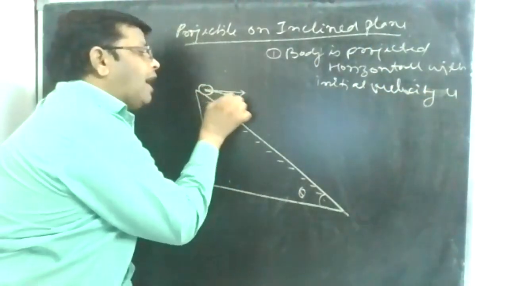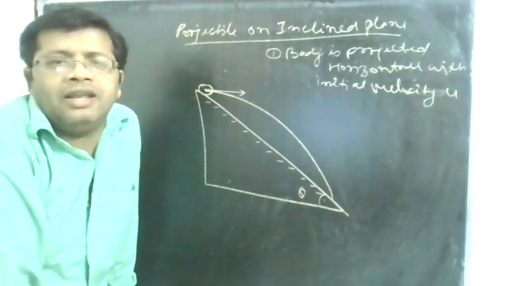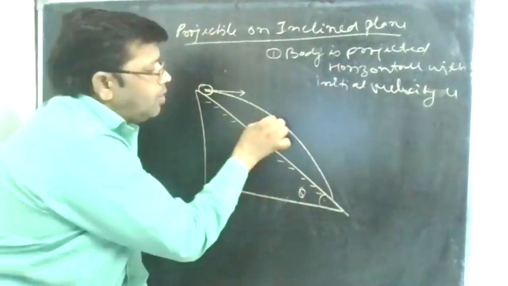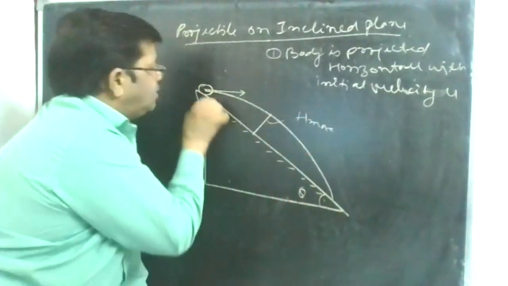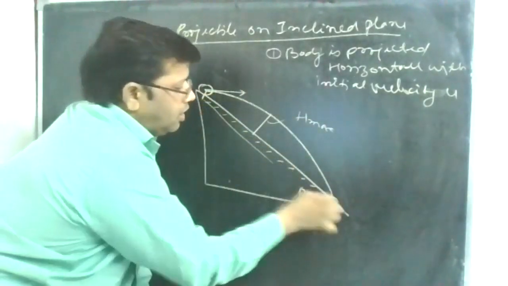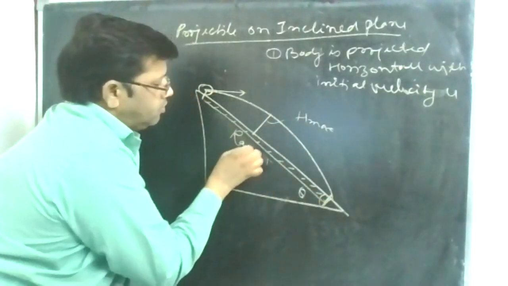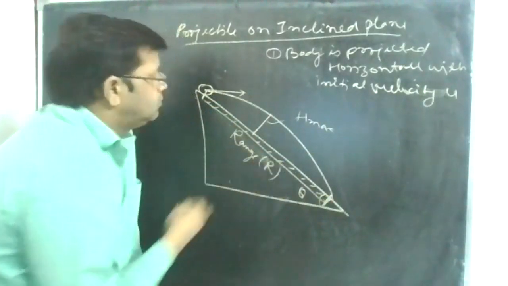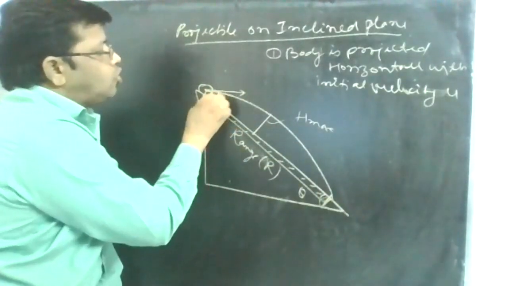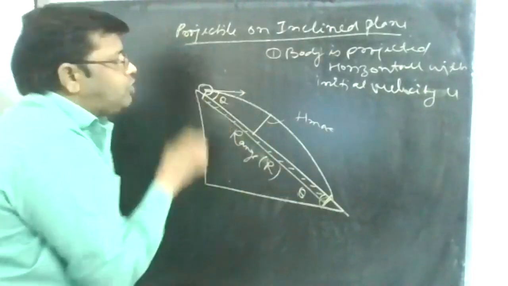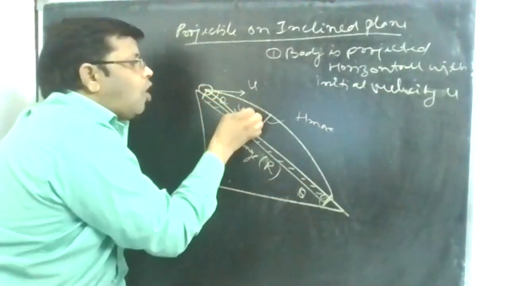the body moves like this. This is the projectile path. Now you see here, beta, this will be the maximum height, h maximum, and from here to here, this distance is the range R. Now if this is theta, this is horizontal projection, so this is alternate interior angle, this is also theta. If u is there, so one component in this direction will be u cos theta.